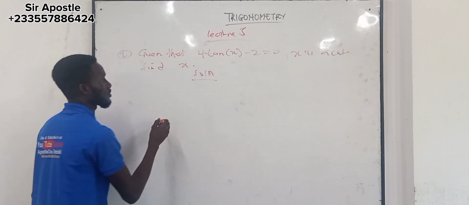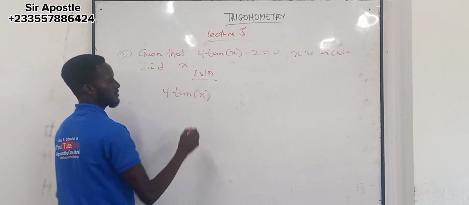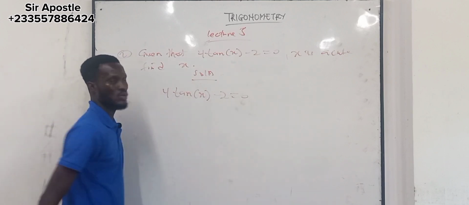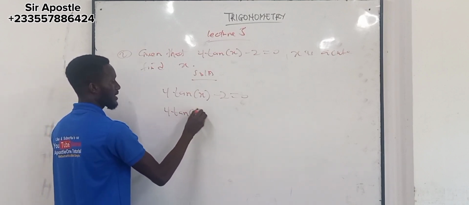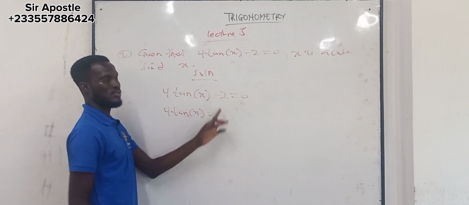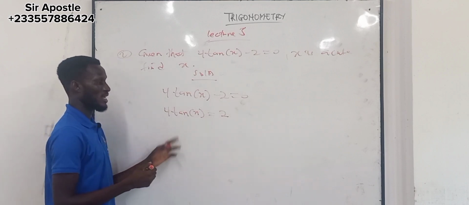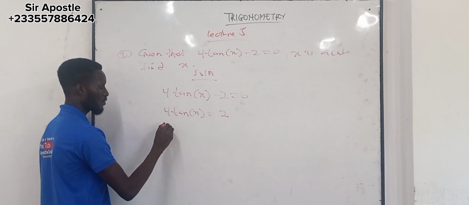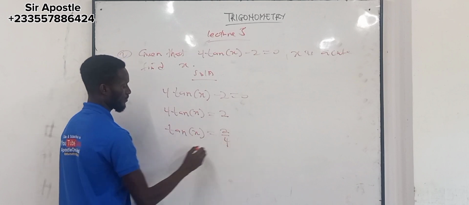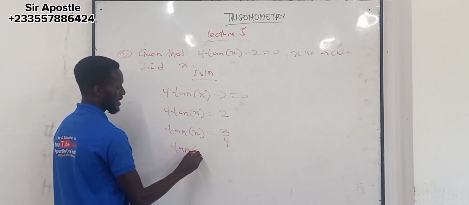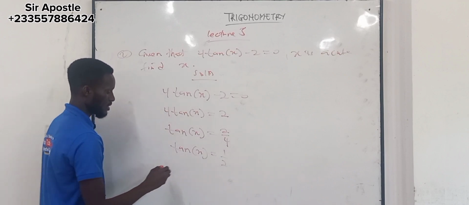So how do we solve this one? We have 4 tan x minus 2 equal to 0. First, you're supposed to group like terms. So we have 4 tan x is equal to 2, because the negative moves to the other side and becomes positive. Then we divide both sides by anything attached to the tan. That is 4. So dividing both sides by 4, we get 2 divided by 4. So we have tan x is equal to 1 out of 2.